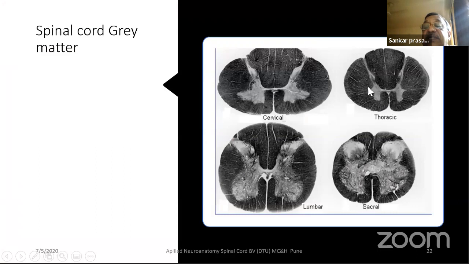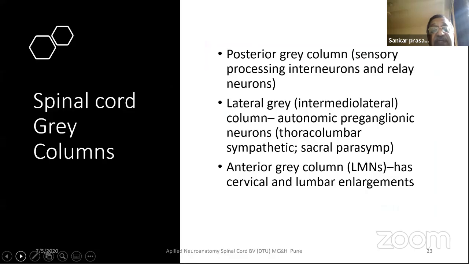And this is the intermediate lateral column, which gives rise to the neurons that are doing the autonomic nervous system function. So this is the gray matter distribution in the cervical, thoracic, lumbar, and sacral regions. Whenever you look at the MRI in the axial section, you should try to find out where the lesion is. Is it in the gray matter or is it in the white matter? This is very important for us to understand and differentiate various disorders.